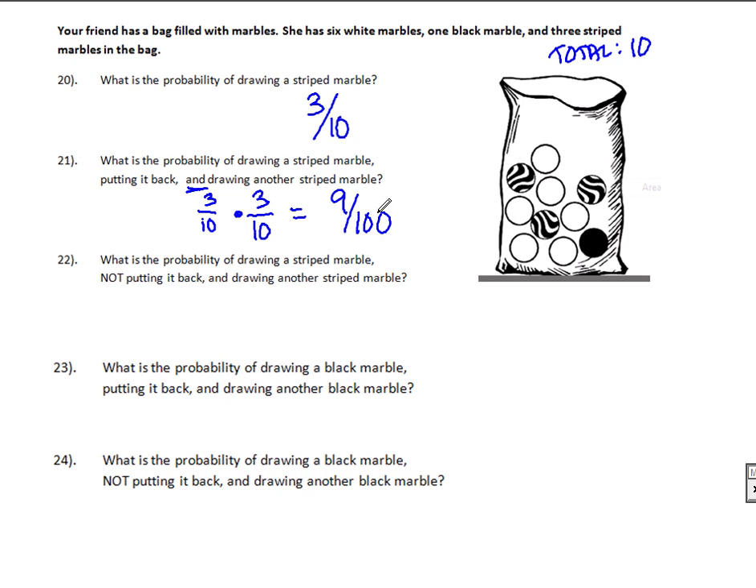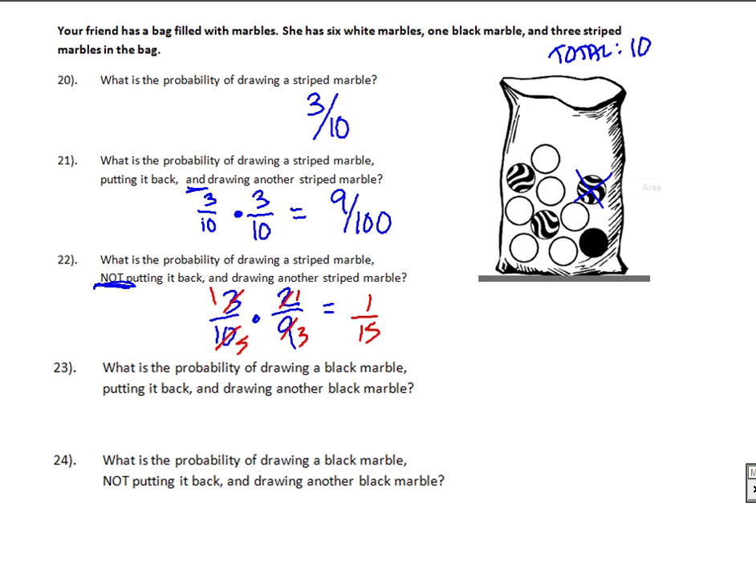Now, 22 is the same idea except we're not putting the marble back in. So you still have a 3 out of 10 chance of getting that first striped marble. However, now that we've done that, we've gotten rid of that striped marble. Now there's only 2 of them left out of 9 total. So now I can just go and simplify and get my answer. So 3 and 9 can cross cancel to be 1 and 3, 2 and 10 to be 1 and 5, so 1 out of 15 would be my probability when it's simplified.